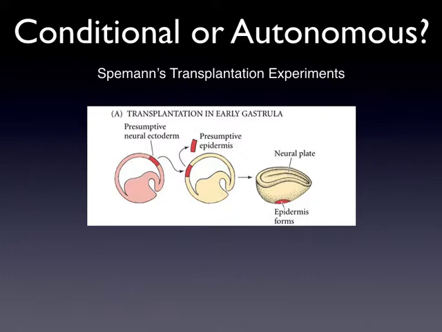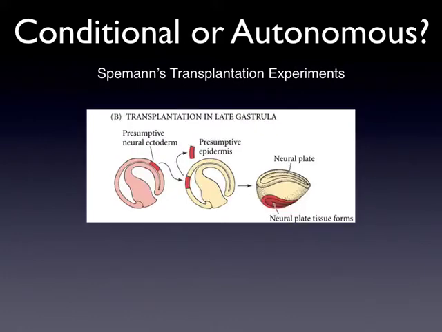epidermal ectoderm there. So the question at the top of the slide there, conditional or autonomous, is referring to how we would describe this. And this is an example of conditional fate. So the presumptive neuroectoderm doesn't have to be presumptive neuroectoderm if you move it to a region that is presumptive epidermis. It's going to become the appropriate tissue, so it's conditionally fated.